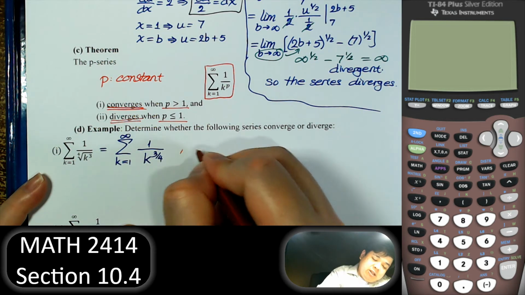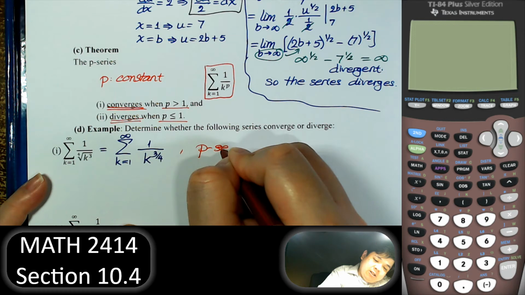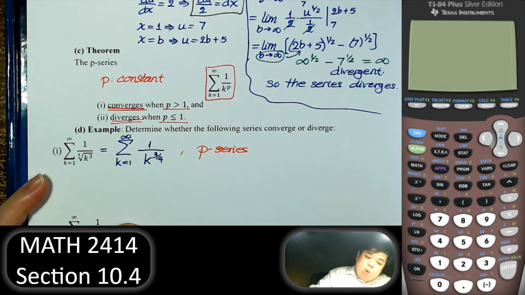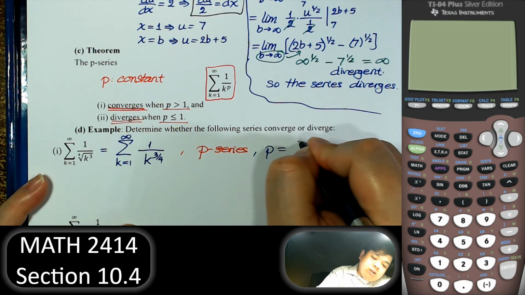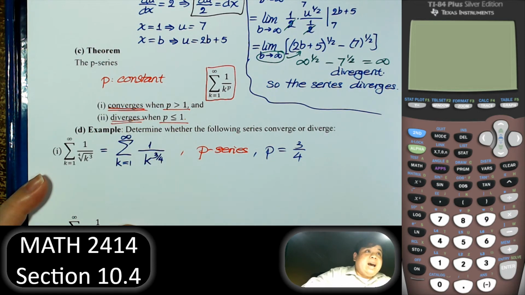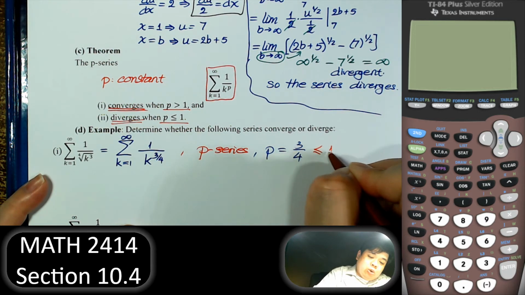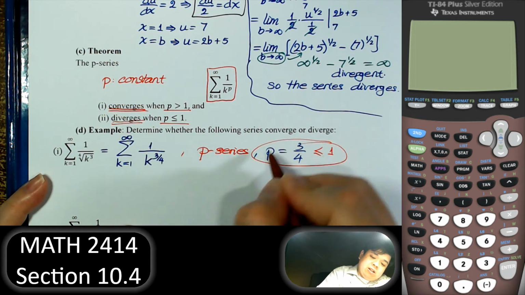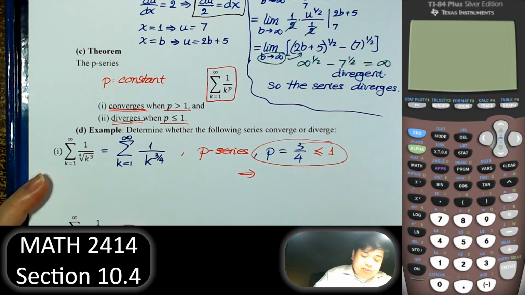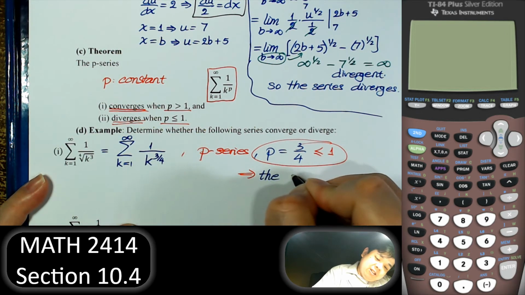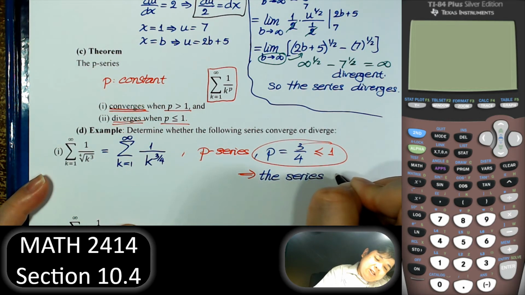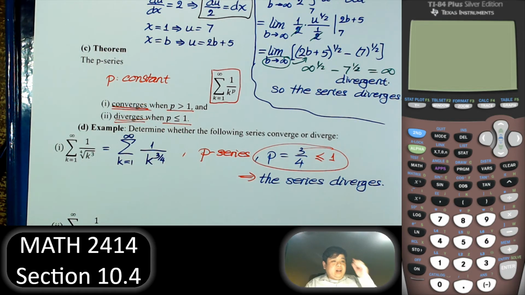Now this is a P series where P is equal to 3/4, and that is less than or equal to 1. Because of that, this series diverges. So that's what we do, really. Just write that in the right form and determine what P is. Less than or equal to 1, divergent. Greater than 1, convergent.